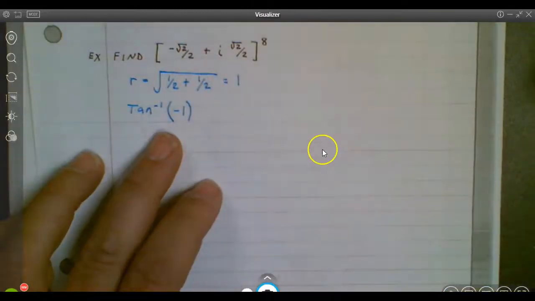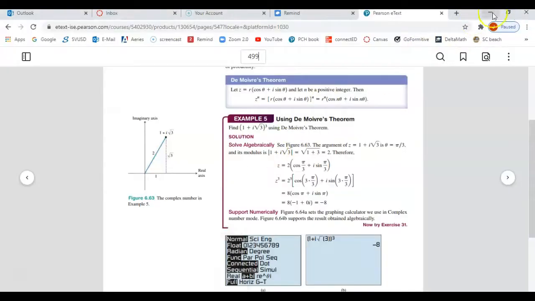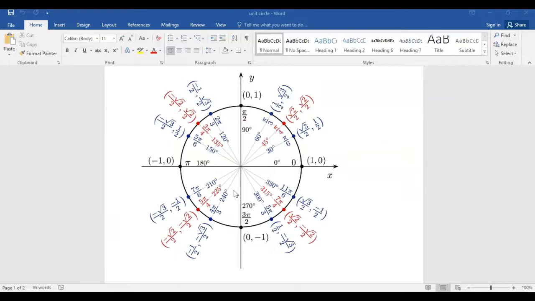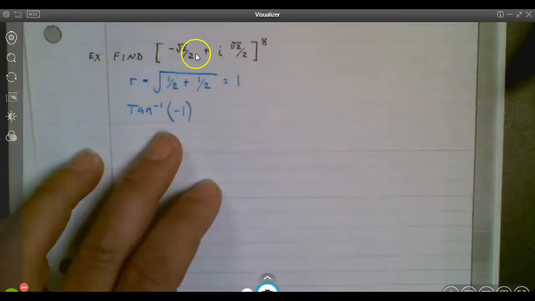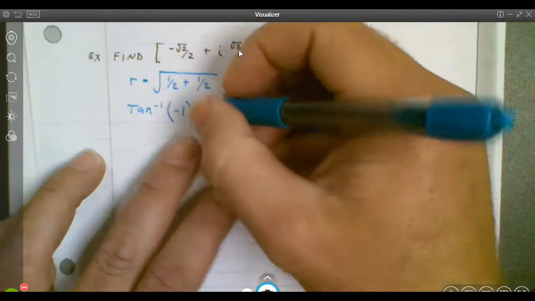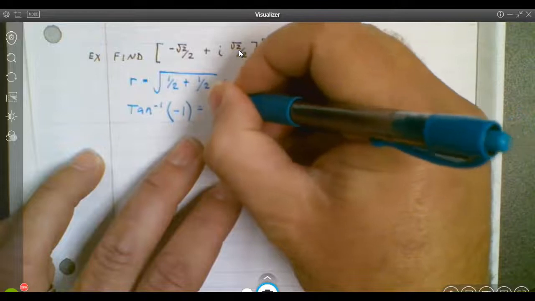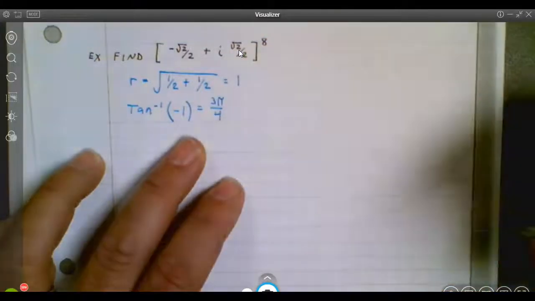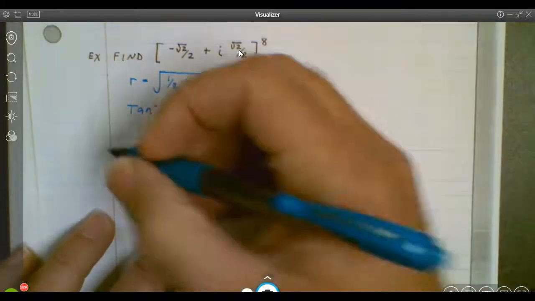So where's the tangent value of negative 1? Let me just quickly go back to our unit circle and remind you. I know by looking at my unit circle that that would occur right here at 7 pi over 4, or you could say negative pi over 4. That would also occur at 3 pi over 4. So how do we know which one to use? Well, if you look at where this would go on the graph, I'm going to go left, then up, so this would put me in quadrant 2, which means I need to use 3 pi over 4. So there's our theta.